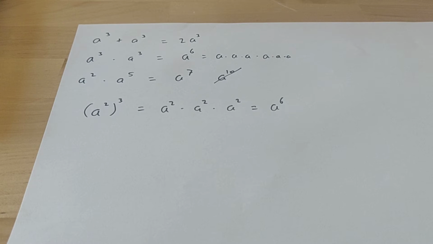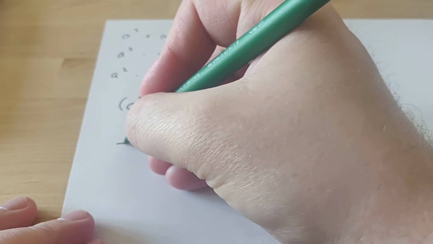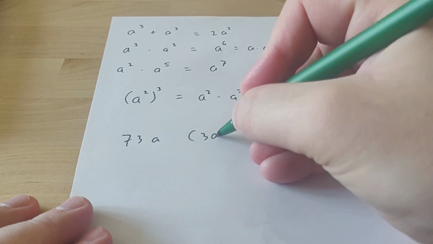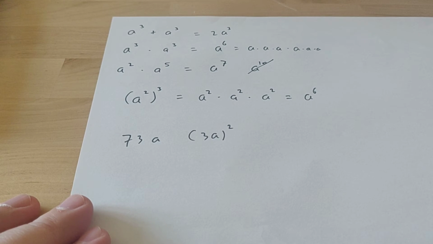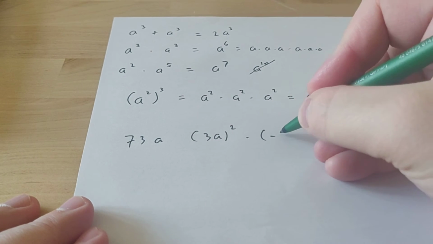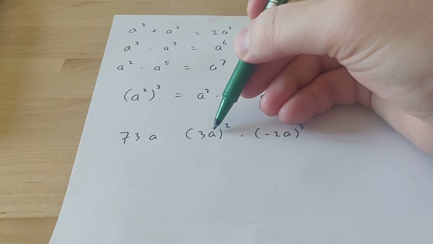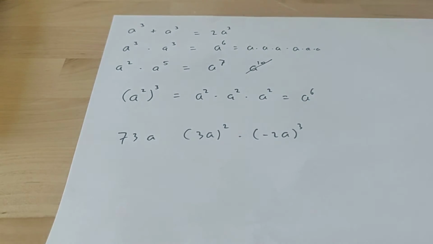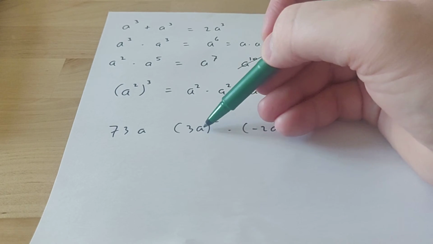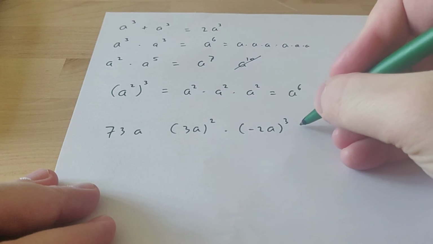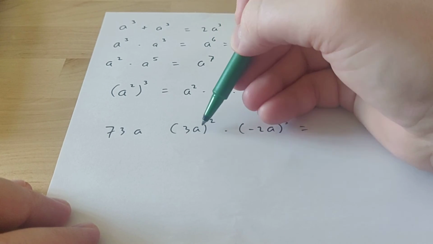I'm going to take a look at a few examples that are in the book. I'm going to do 73a. Now that's in brackets 3a squared times, and then here we have minus 2a to the power of 3. Now you see that we don't really have powers here yet, so I'm going to explain it in a moment. But now we have numbers and letters that we need to do something with the power with. Right? So first we're going to do this set of brackets.